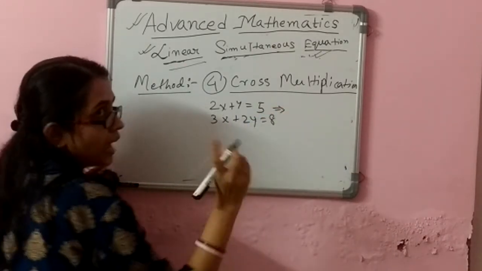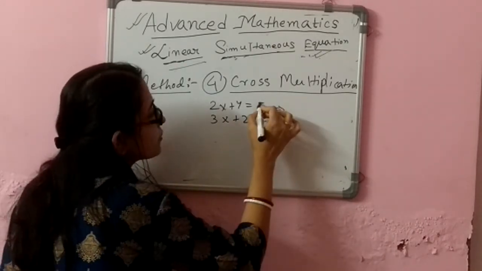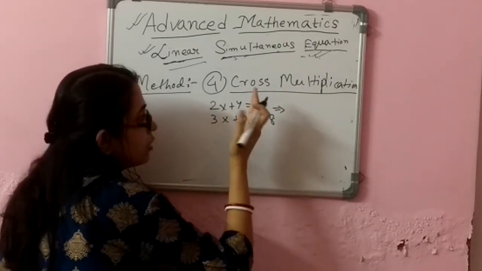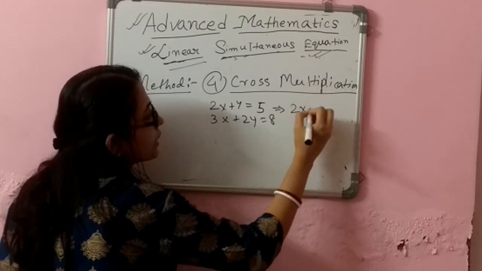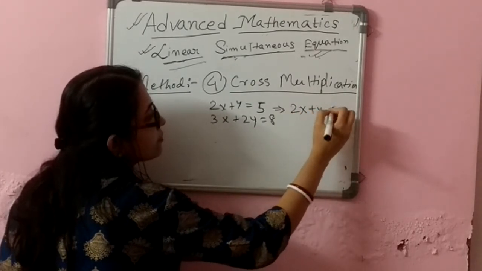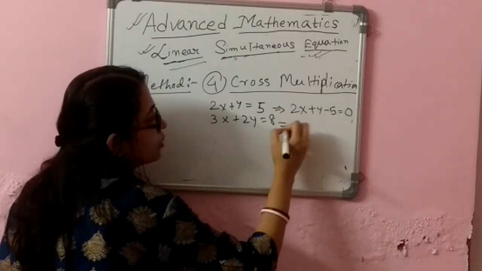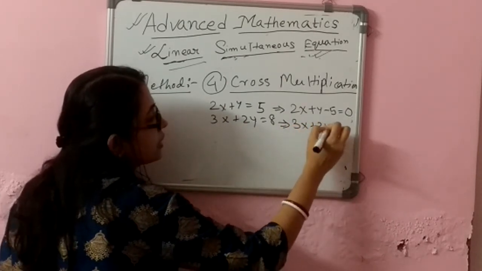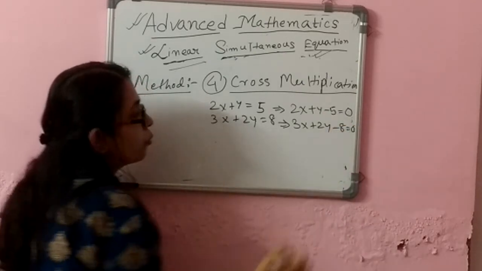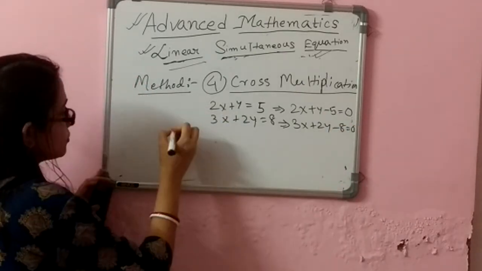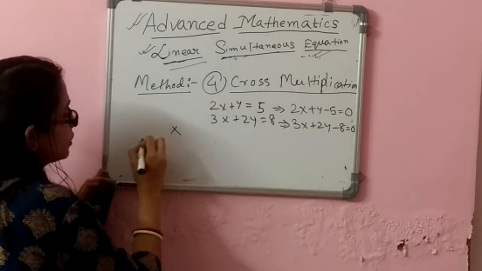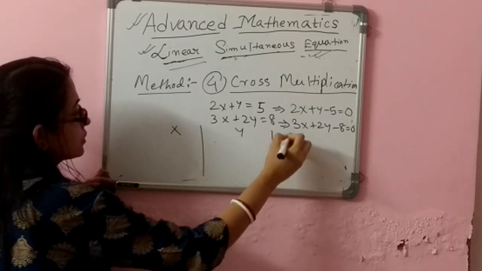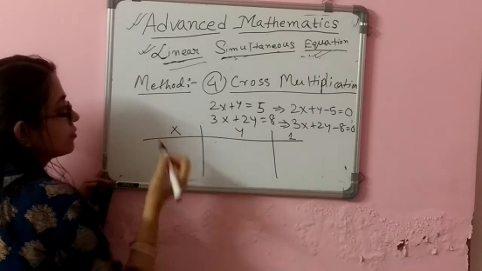In this method, we have to remember one thing. If the constant part is after equal to, then we have to take it on the left hand side. That is 2x plus y minus 5. We have to equate each equation to 0. 3x plus 2y minus 8 equals 0. Why? Because this is the constant. Fine.